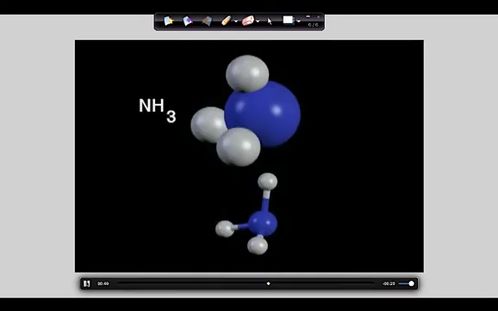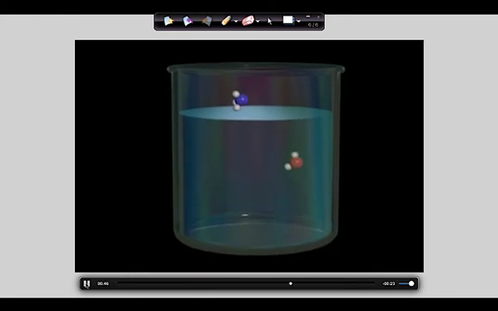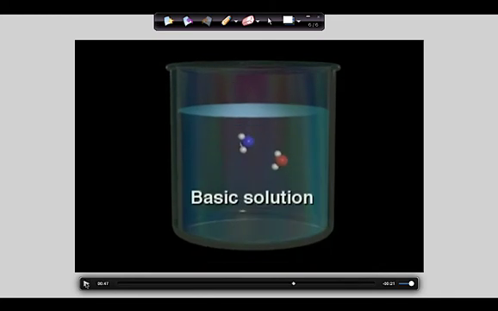Ammonia does not contain the hydroxide ion, but is basic in water. When gaseous ammonia dissolves in water, what's it going to do? It's going to steal hydrogen from the water. It reacts with water to form the ammonium and hydroxide. You see the OH now? But is it going to stay there? Got it?